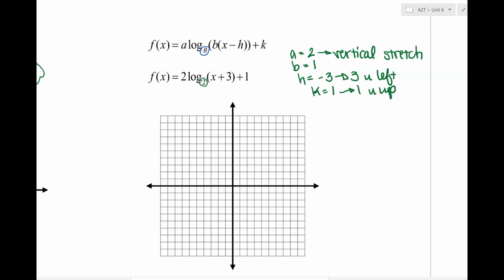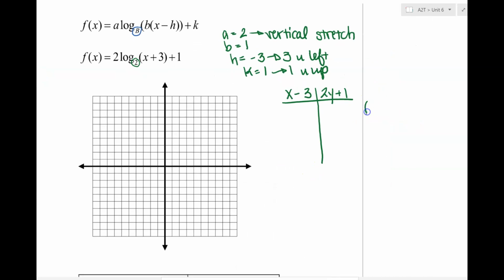Setting up our transformation chart, b is 1, so that doesn't affect us, so it's just x minus 3. And then we have a is 2, so 2y plus 1. Now remember that y values go from -2 to 2. We work a little bit backwards. So -2, -1, 0, 1, and 2. It's always based off the base, which is 2. So 2 to the -2 is 1/4. 2 to the -1 is 1/2. 2 to the 0 is 1. 2 to the first is 2, and 2 squared is 4.